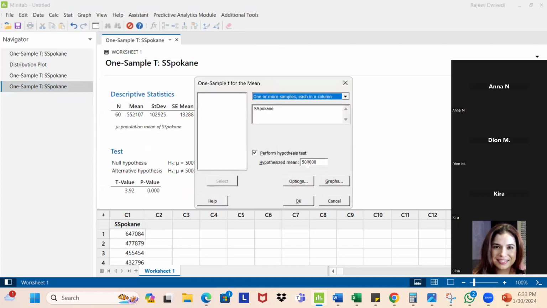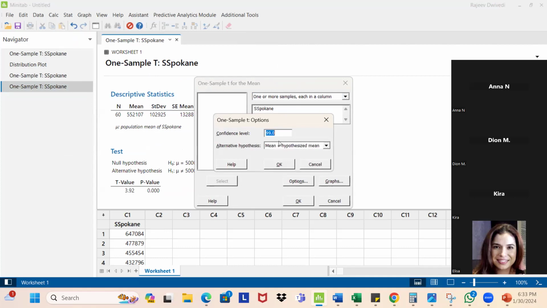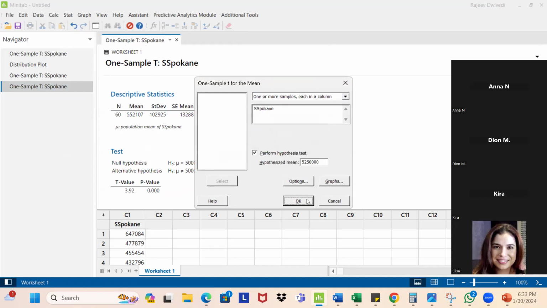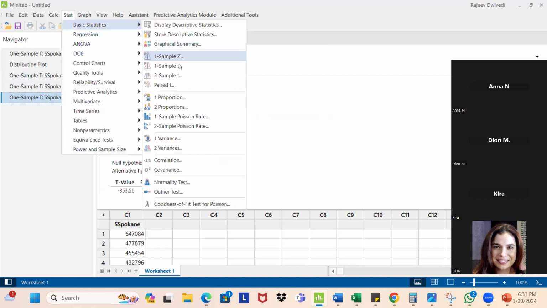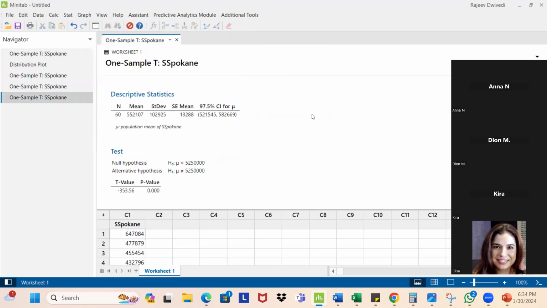So let me see, I can do here, 525, and let's say 97.5. So basically, yet I did something wrong, probably. So you can test and see at what level your hypothesis is correct.